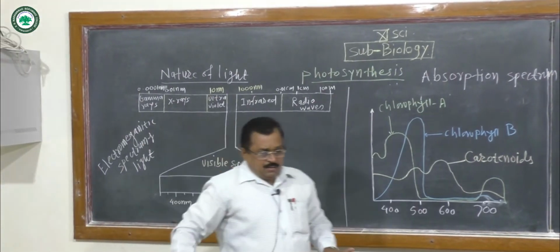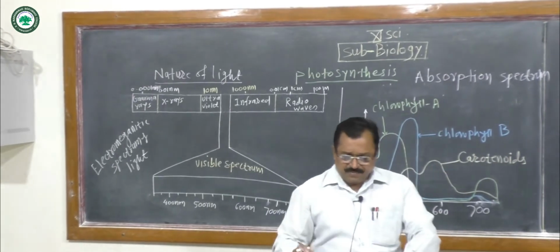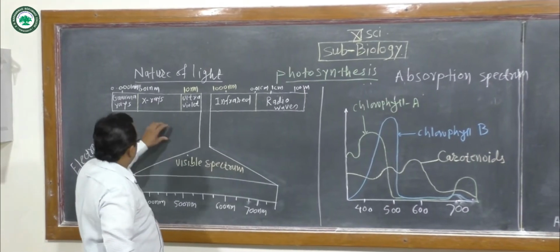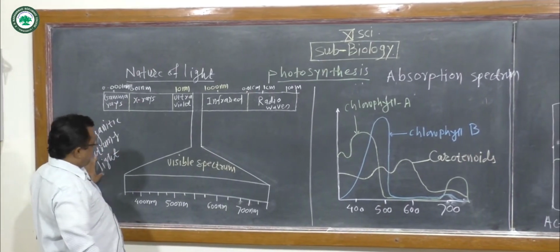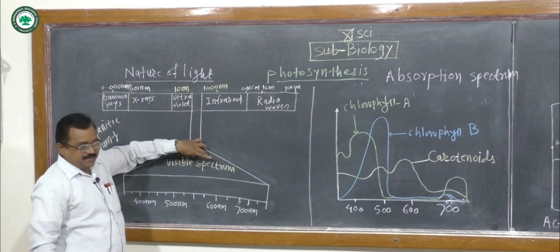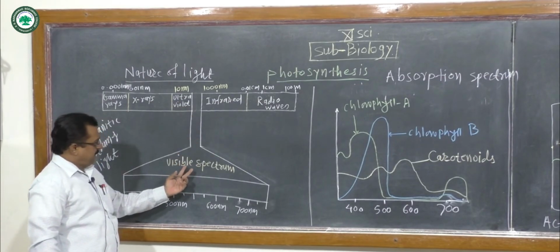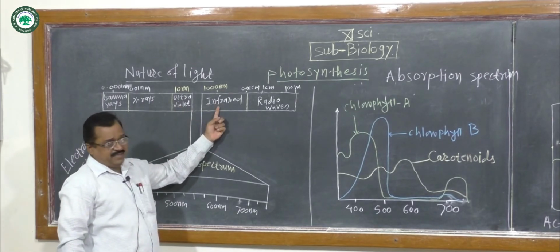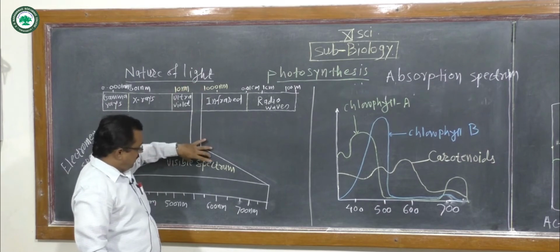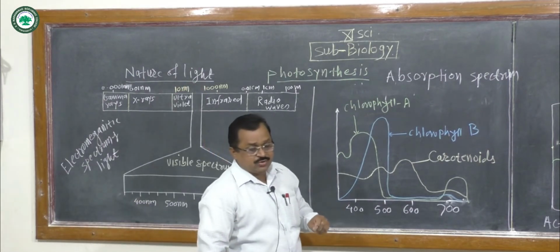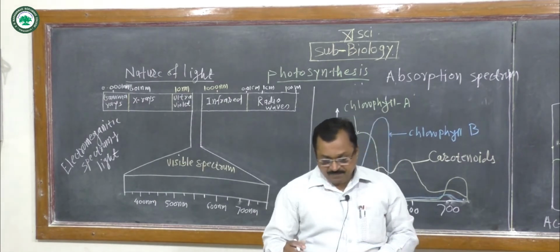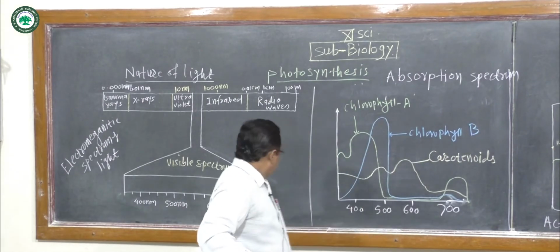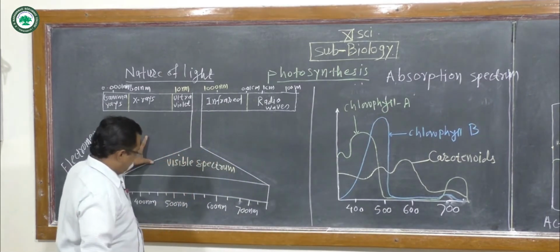This part of the spectrum is called visible light. Here, this part of the electromagnetic spectrum of light is called visible light, the visible spectrum. The visible spectrum is present in between ultraviolet and infrared rays. That is the visible spectrum, and plants use these different colors of light present in the visible spectrum.